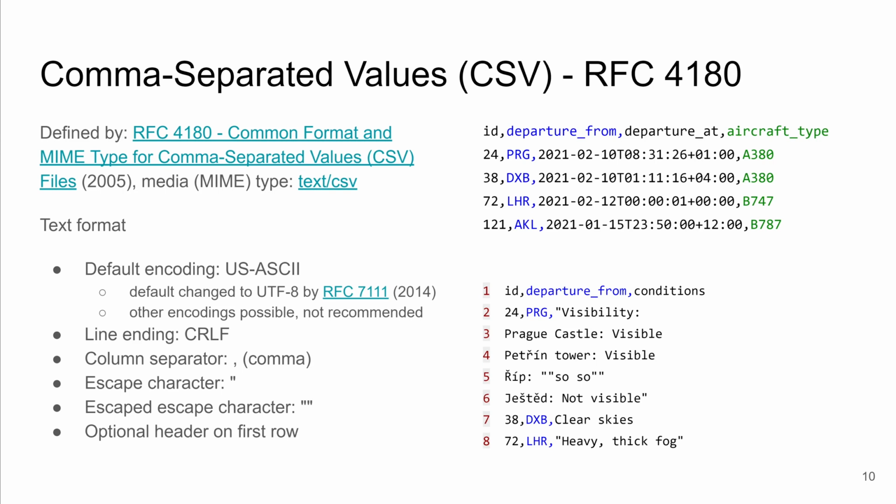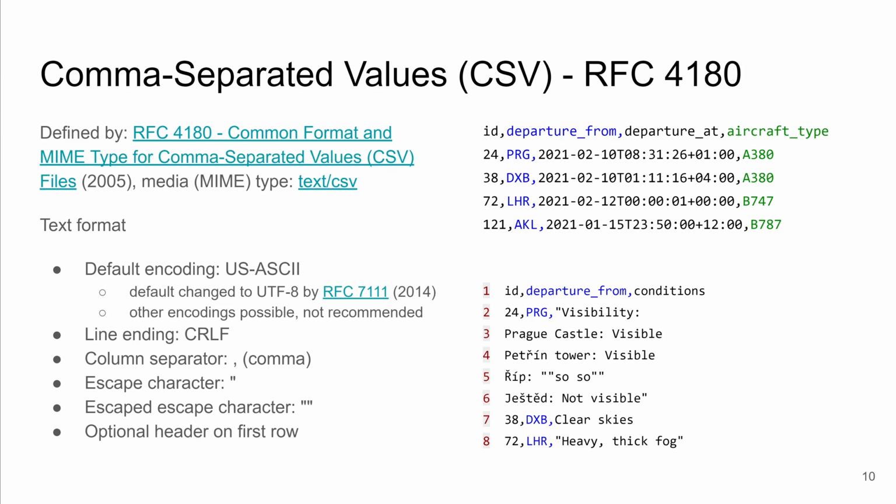Now we have the two examples. The first one is a typical CSV file with some flights and, for instance, the departure airport, departure time, and aircraft type. So here we can see the header, and then we can see 4 rows with values delimited by a comma. This is a nice, valid CSV file.